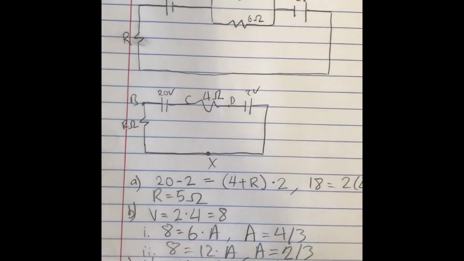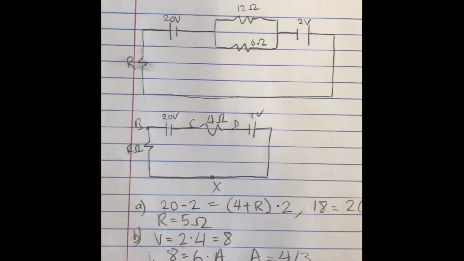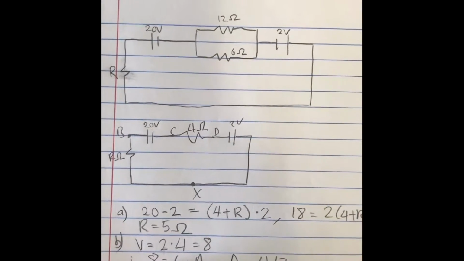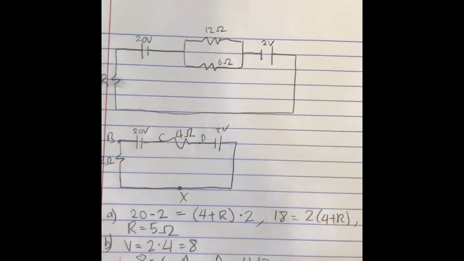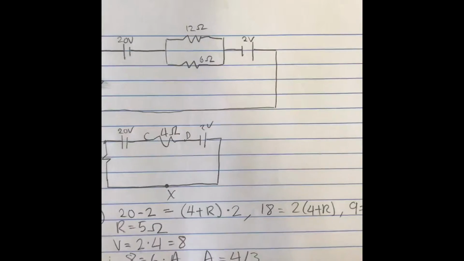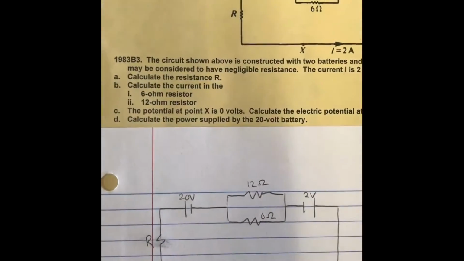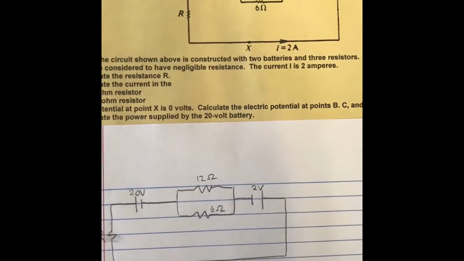And in each branch, we have a 6 ohm resistor and a 12 ohm resistor. So for the current in the 6 ohm, you have 8 volts equals 6 times current, and we get the current to be 4/3. And then we have 8 volts equals 12 times current, and we get current to be 2/3.